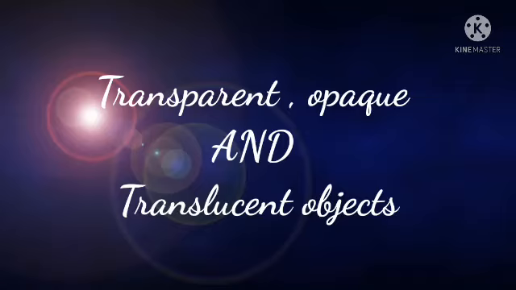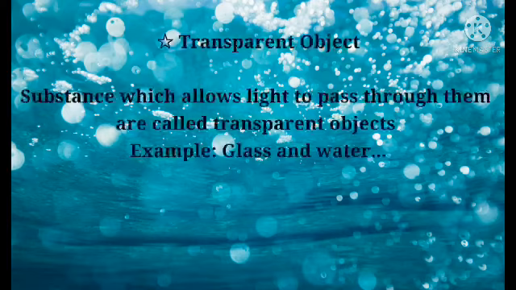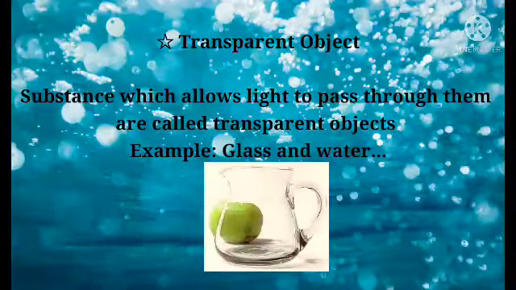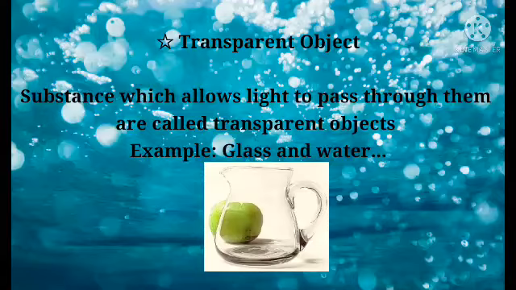Next we will see about the transparent, opaque and translucent objects. Substances which allow the light to pass through them are called transparent objects. For example, glass and water, which allow the light falling on them to pass through it, are called transparent objects.